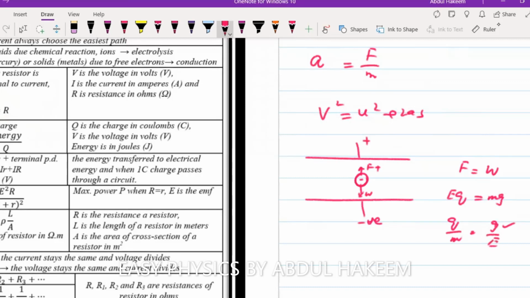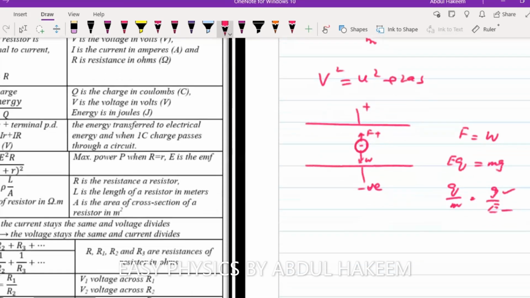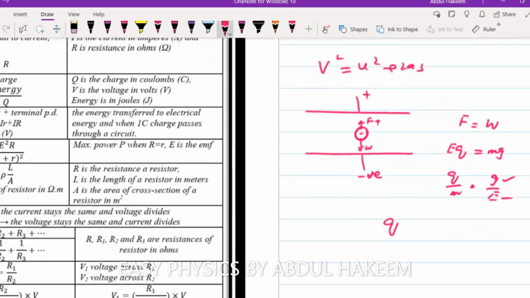G is gravitational field strength, E is electric field strength, electrostatic force experienced per unit test charge. And the test charge is considered positive. An electric potential, work done per unit positive test charge to move it from infinity to a point in the electric field. And charge Q also can be determined. Q is equal to mg divided by E.